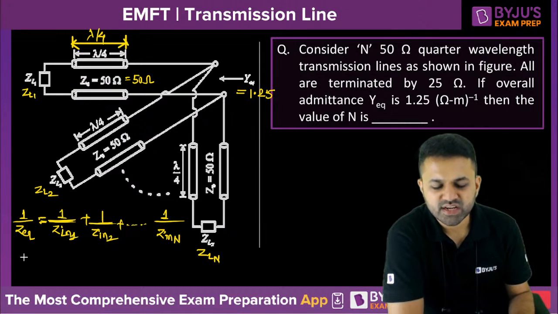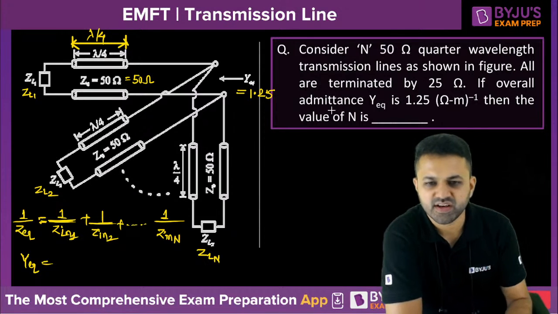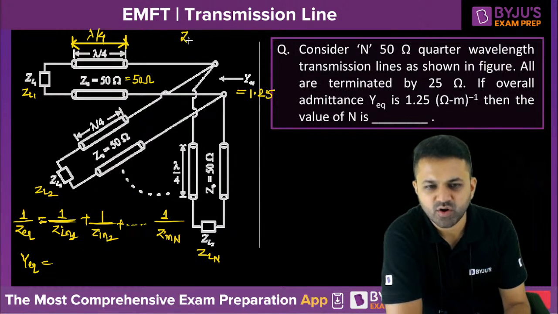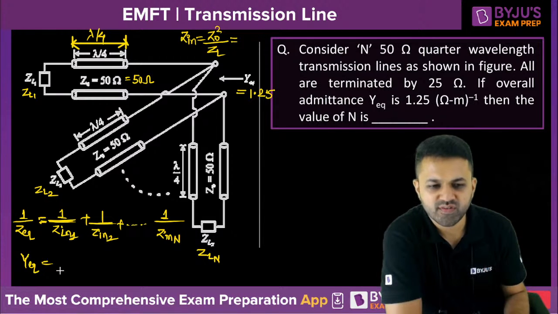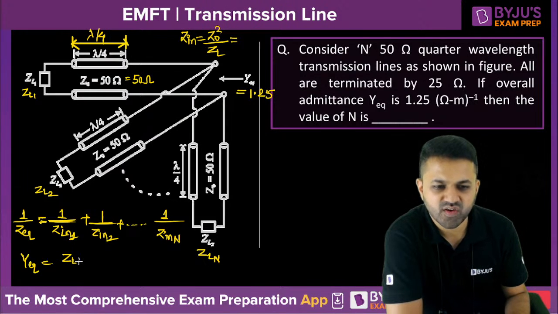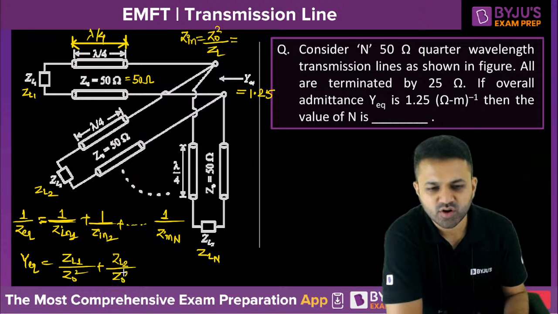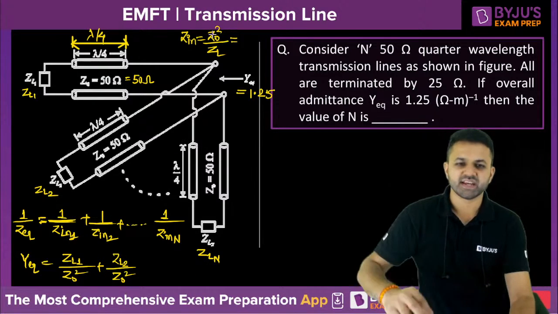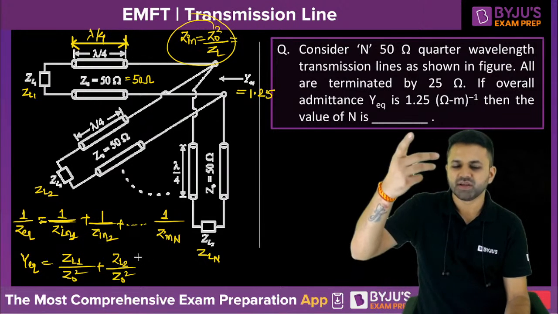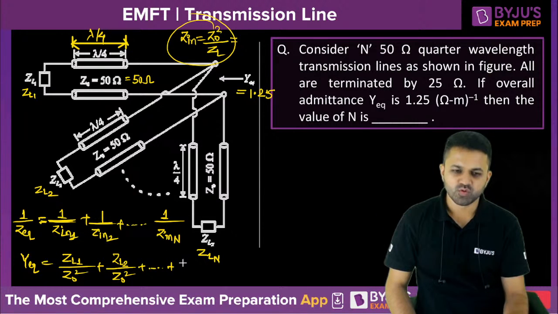Because we know that 1 upon impedance is admittance, this is Y equivalent. What is the input impedance for a lambda by 4 transmission line? It is Z0 square upon ZL. So now we will substitute it here. The characteristic impedance for all the lines is the same. So this is ZL1 divided by Z0 square plus ZL2 upon Z0 square, because this is 1 upon Zin, so it will get inverted, and the ZL will be in the numerator, and so on up to ZLN divided by Z0 square.